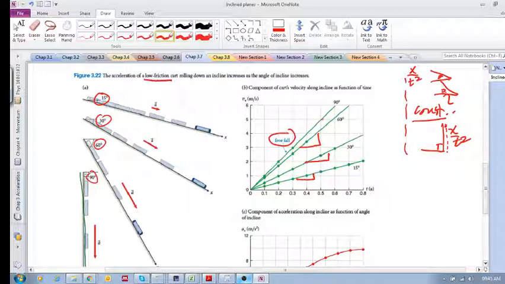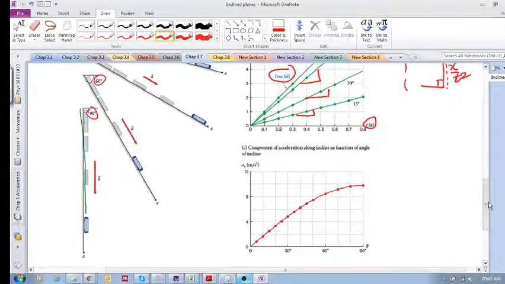And what do you think the slope is for this line? This velocity time curve or graph, what is the slope of this 90 degree one? It should be 9.81. Okay?